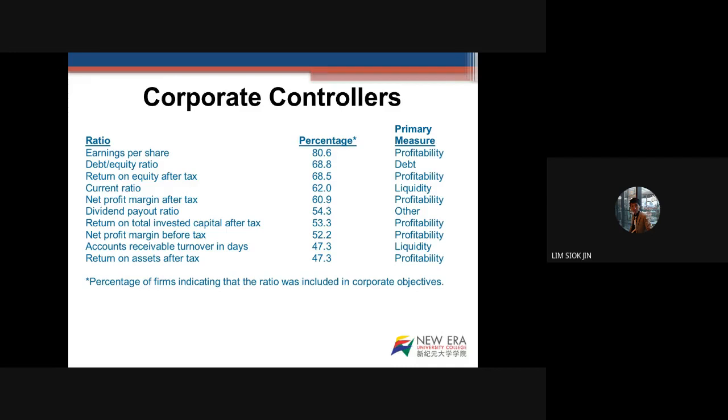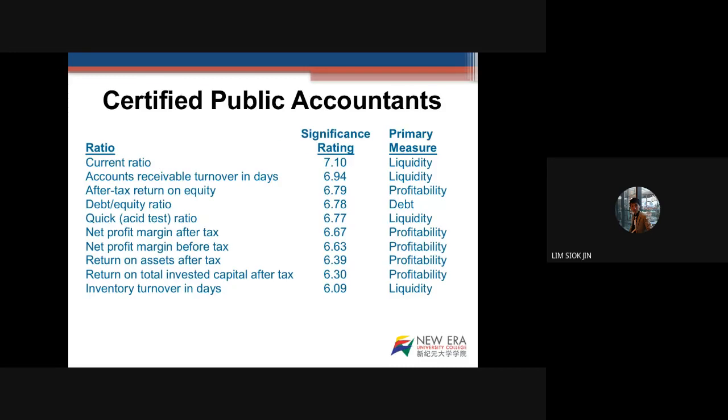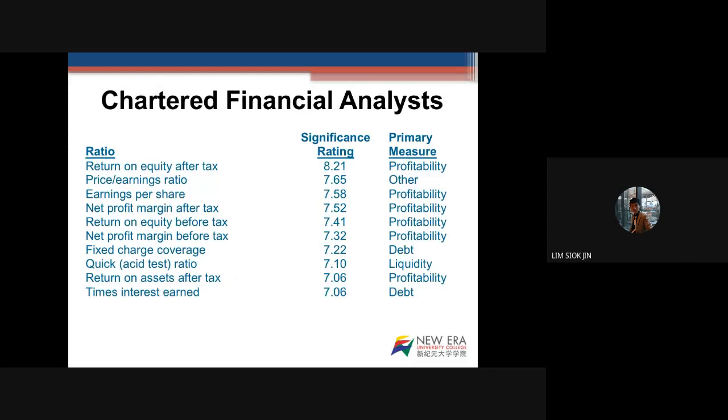Okay, for the corporate controllers, the most important at the top is earnings per share. All right, and they measure profitability. They don't care so much about that. Profit is more important. All right, you see, different people will use different ratios more. Certified public accountants will look more at the liquidity of the company. So they look at current ratio and account receivable turnover. CFA, Chartered Financial Analyst, looks at the return on equity after tax, also based on profitability.